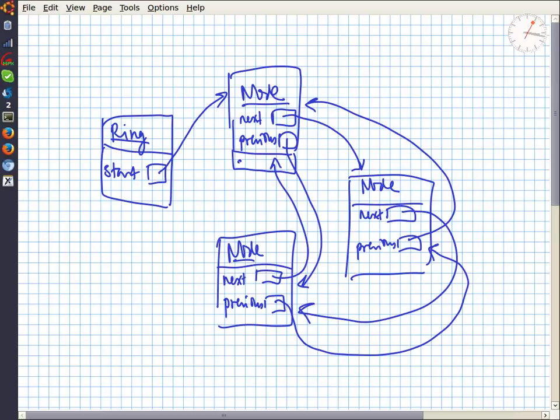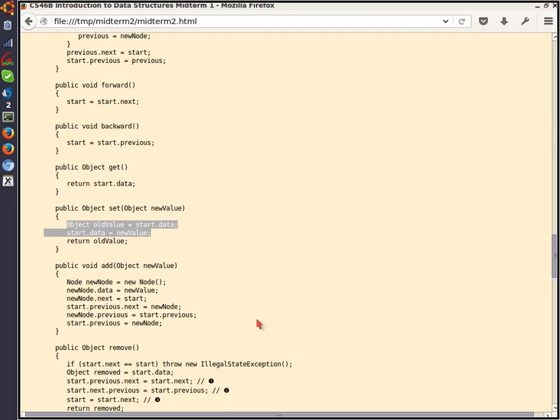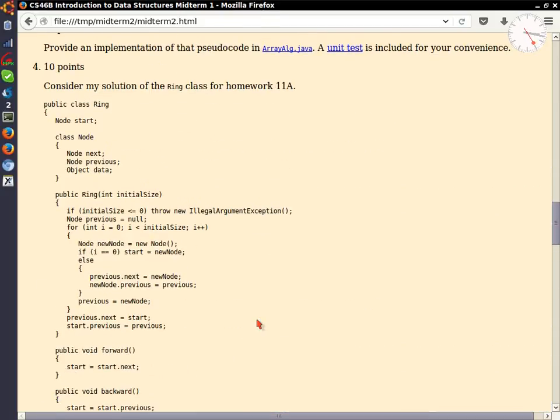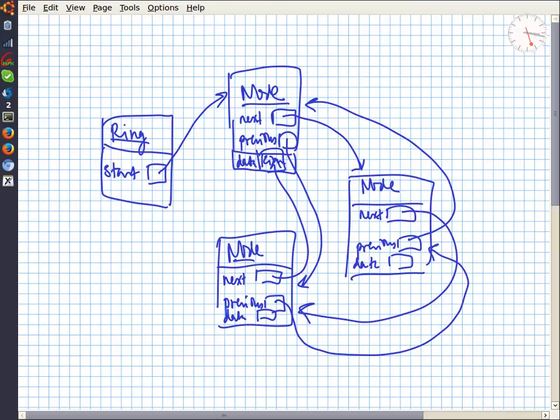No, I'm going to cram this in. Sorry about that. Kim. Then here we have data, and here we have data. So now the next line says ring.forward. So forward says start equals start.next. So now start points here.